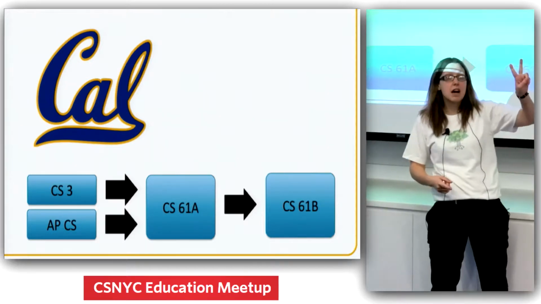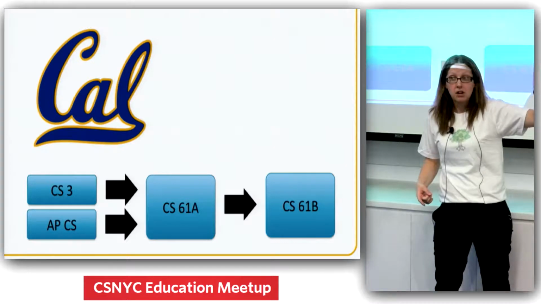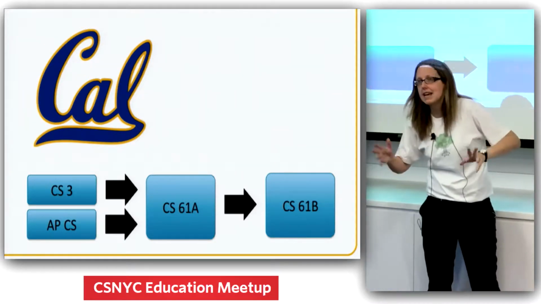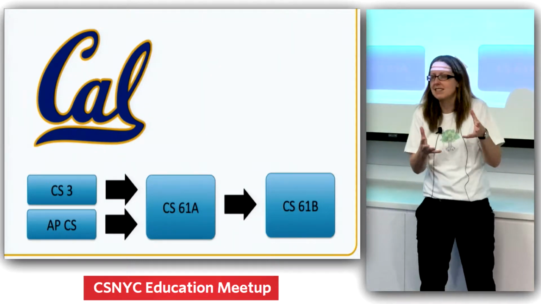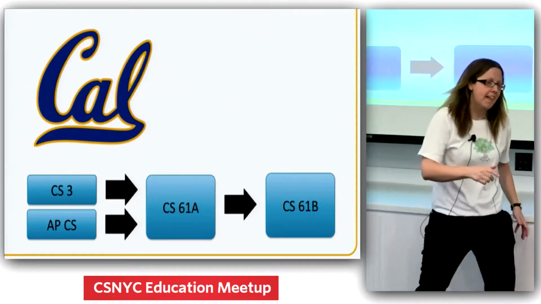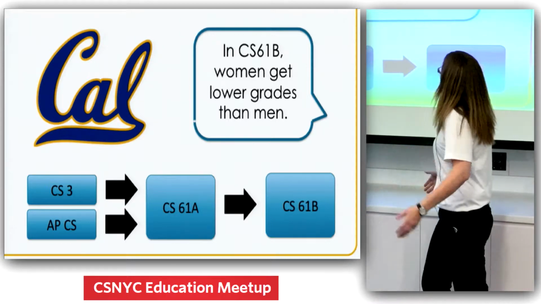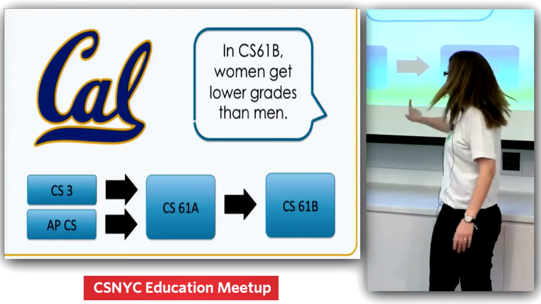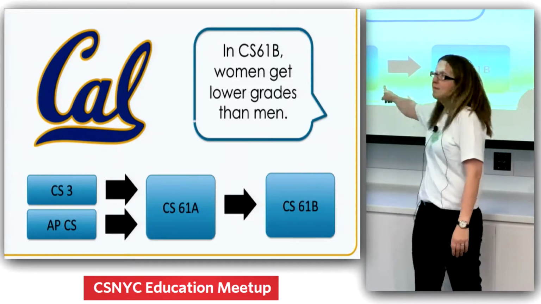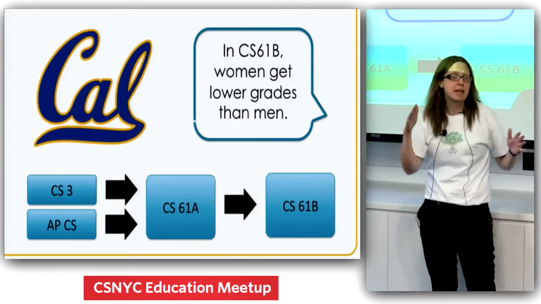Before that, students come in on two tracks. They take AP Computer Science in Java in high school, or they take CS3, which is what they used to take, an intro course to get them ready for this first meaty computer science course. Here was the narrative we had at Cal: in CS61B, this second course, women get lower grades. It doesn't happen in 61A. They do fine in 61A. Men and women perform equally.